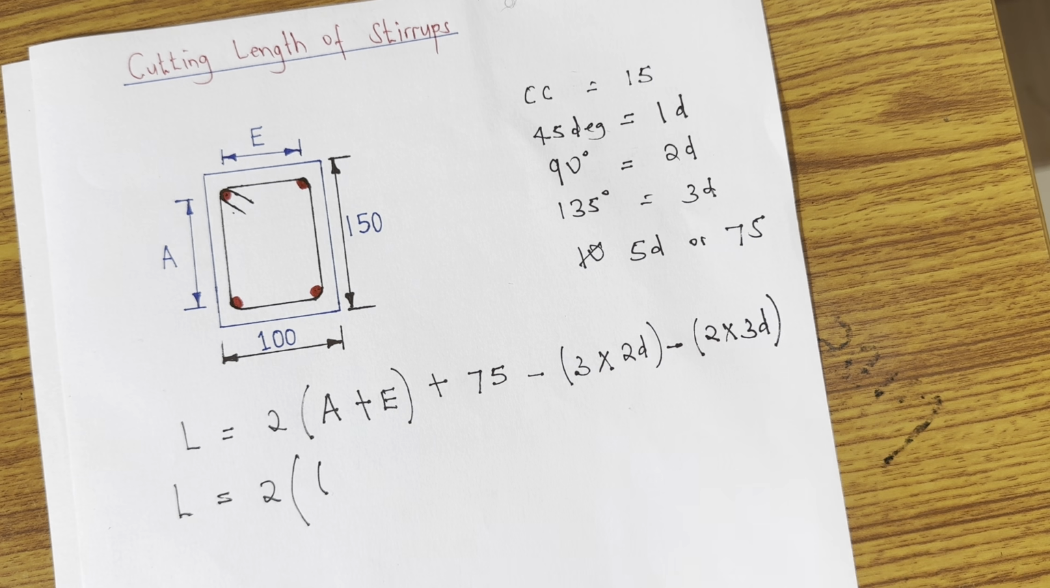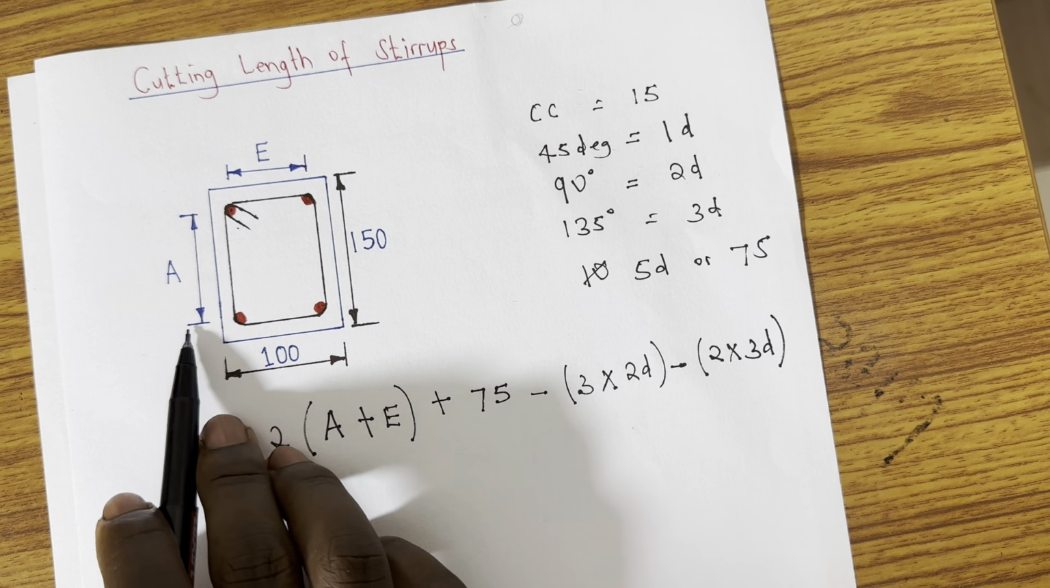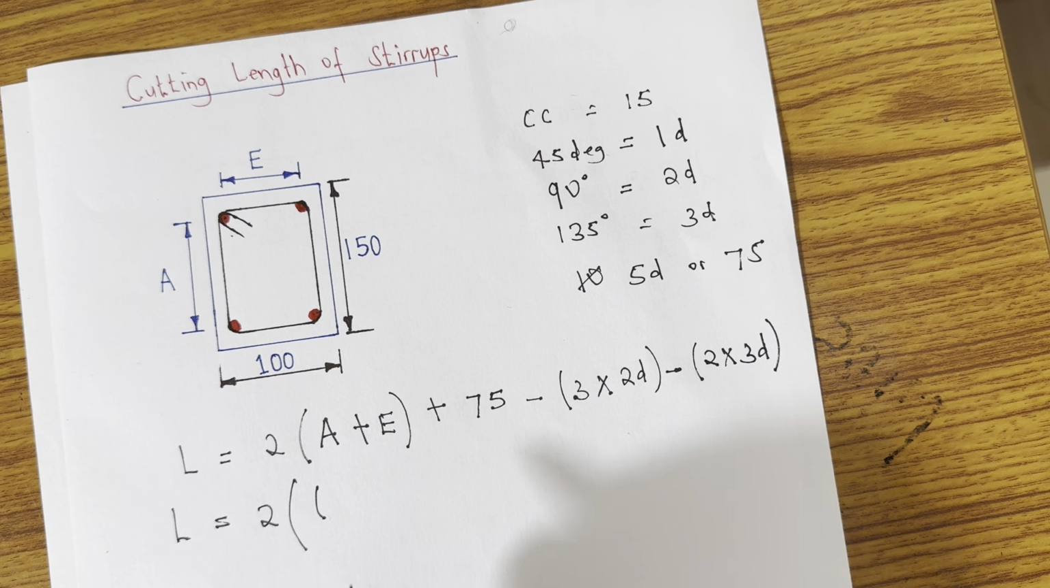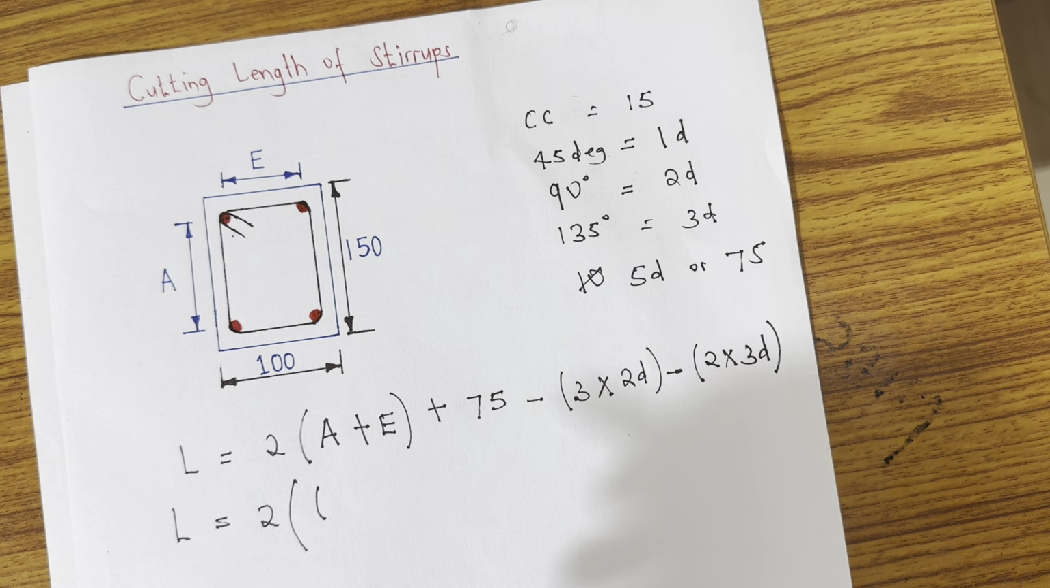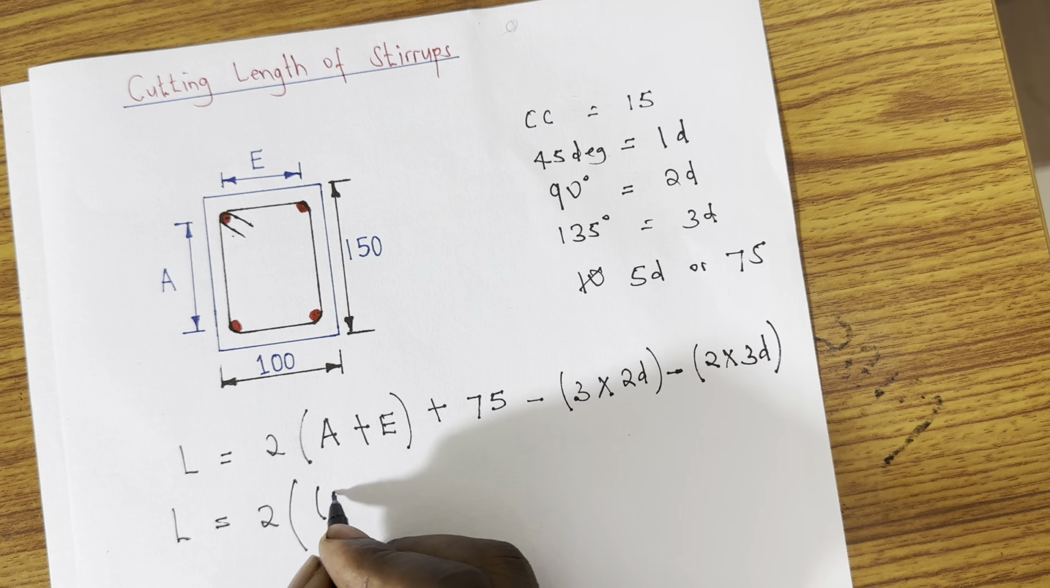Now, the question is, what is my A? Okay? My A is from here to here, which is center to center. First of all, the total is 150.